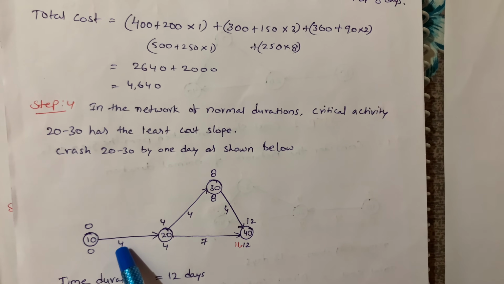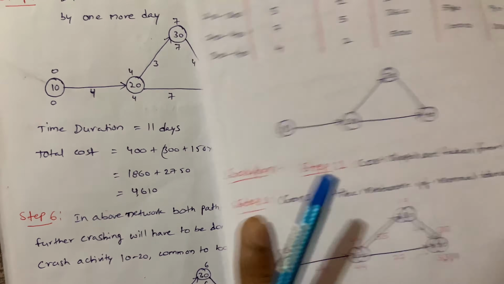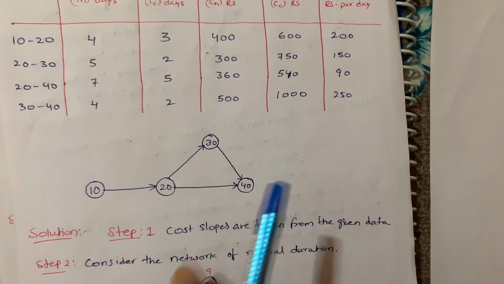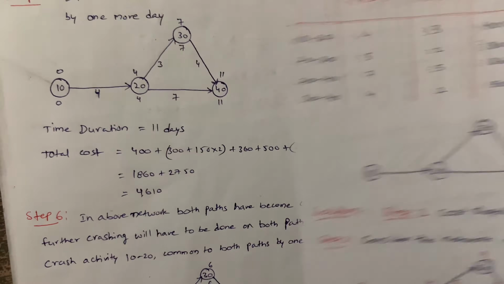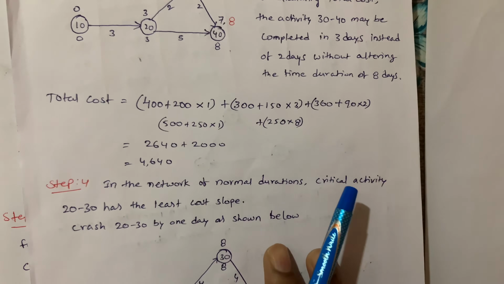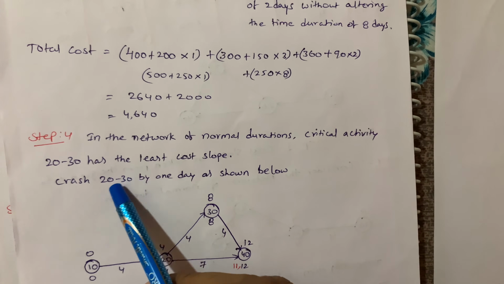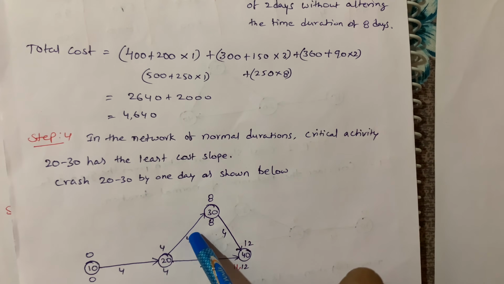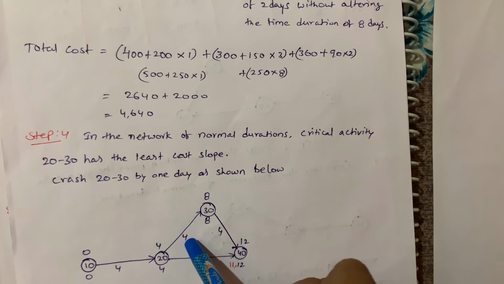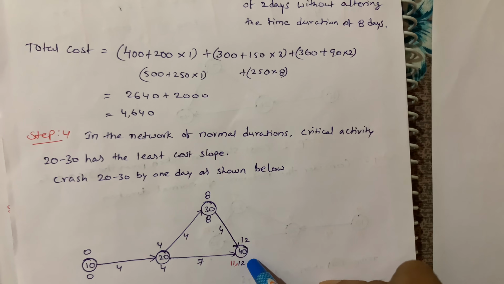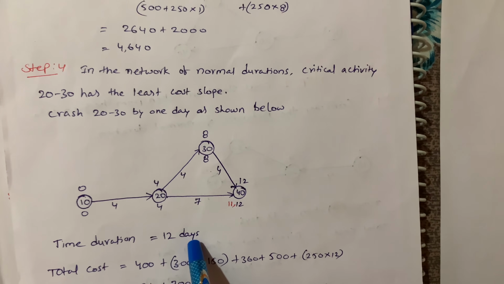So 0 again, 10 to 20 is 4. Already we know that. Okay, like that, 10 to 20 is 4. Next, here 20 to 30 is the crash. So we are reducing one more day. So 20 to 30 is 5, but here we are reducing one more day, that is 4. So I got the maximum value is 12. So the total duration is 12 days.